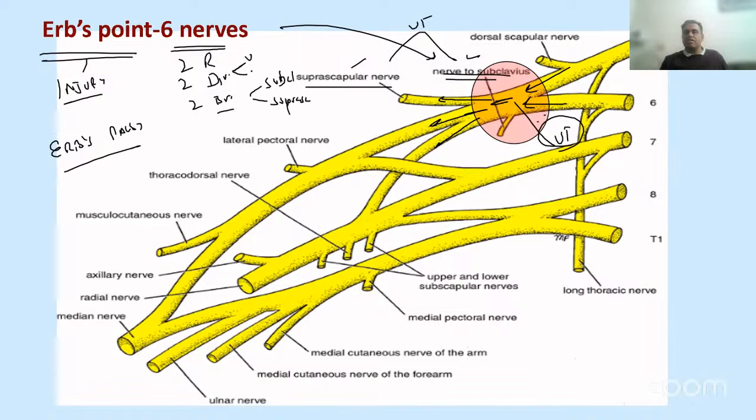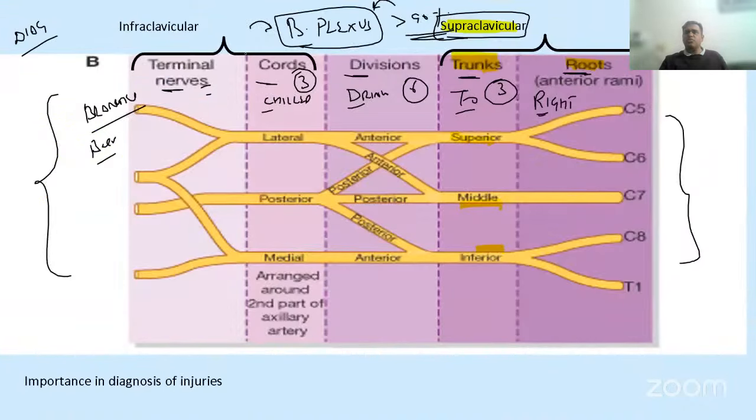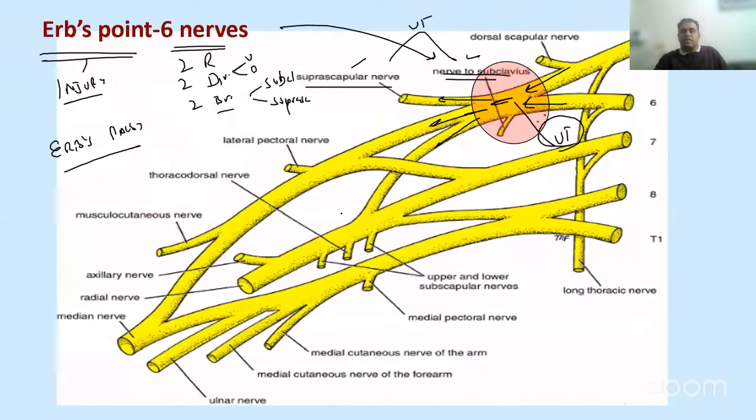The two divisions are ventral and dorsal. I'm not going into detail because I hope we have gone through it, that each trunk will have two divisions, the anterior and the posterior, that is ventral and dorsal. Then out of these six divisions, we have three cords: the lateral, the posterior, and the medial. The posterior is the largest one because it is contributed by all the posterior divisions of the three trunks. Okay, let's move ahead.